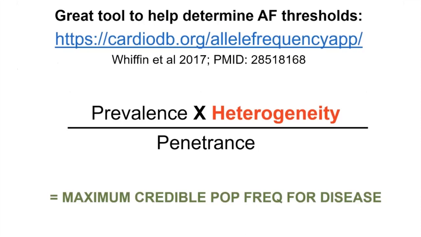It's from a publication from Whiffin in 2017. And the equation is using prevalence times heterogeneity over penetrance. And this will give you your maximum credible population frequency for disease. And you could then compare this calculated number to the allele frequency to determine if it's high enough to say it is benign or likely benign.